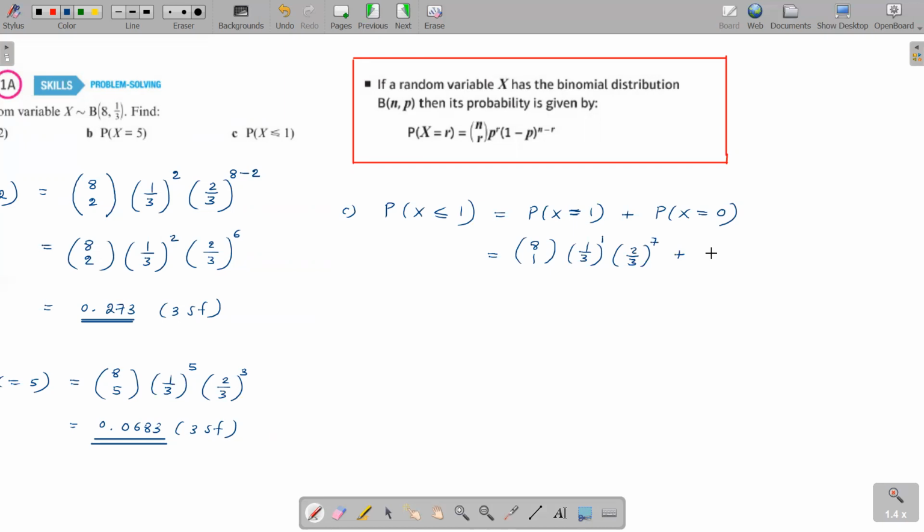Plus x is 0, which is 8C0, times 1 over 3 to the power 0, so 0 successes, times 1 minus 1 over 3, that's 2 over 3 to the power 8 minus 0, that's 8. So all you've got to do is type the whole thing in the calculator, get the answer and give it to 3 SF.